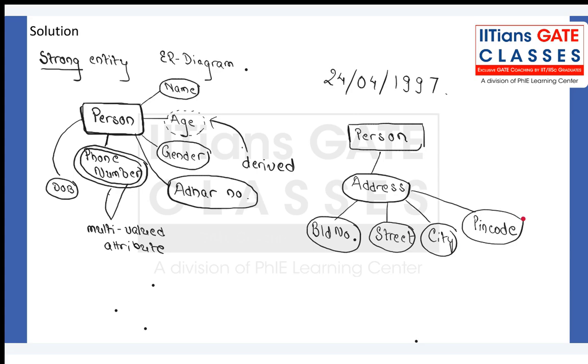Okay, so again, let me say the same line. The address is broken down into four different attributes. That's why this address is also called a composite attribute. It's a composition of different simple attributes. The address attribute is composed of four simple attributes, which are building number, street, city, pin code.